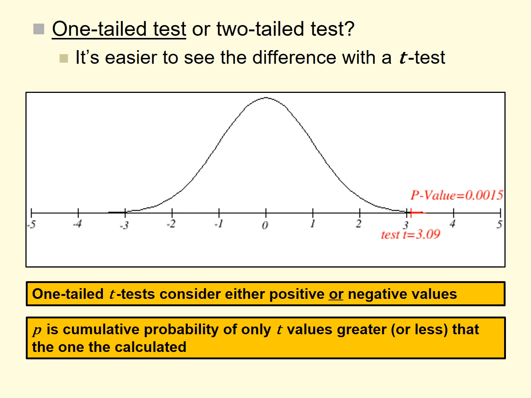Now let's consider this same sampling distribution, same t-test, same degrees of freedom, but from a one-tailed perspective. A one-tailed t-test can be done for only positive values of the t-test or negative values of the t-test. And as we'll see in a slide or two, this is something that we really need to specify ahead of time.